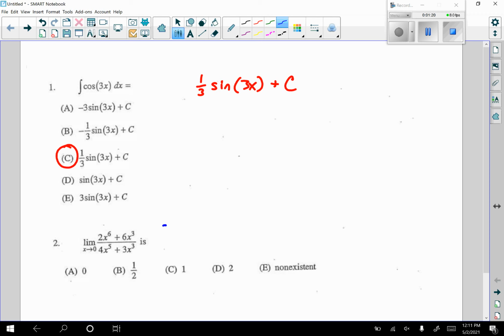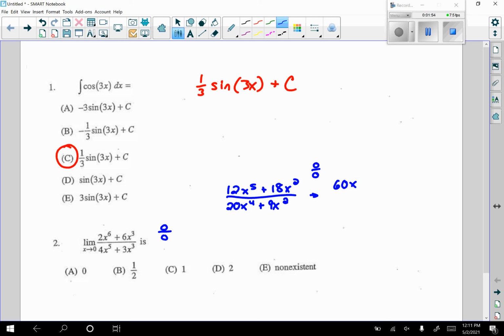And right now we have an indeterminate form of 0 over 0. So all we have to do is keep taking the derivative until we get something that changes from this form. Now, because this is a multiple choice question, we don't have to be too picky about the notation. So if I just were to take the derivative of the numerator, this would give me a 12x to the 5th plus 18x squared over 20x to the 4th plus 9x squared. That's not doing us any good. Still 0 over 0. So we'll do this again.